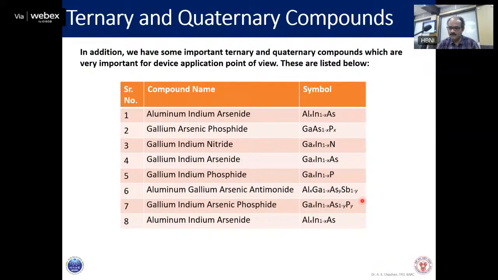With this I finish today's lecture. If you have any doubt or any question you need to ask, I'm ready to answer those. And in the next lecture, you will see the crystal growth, how these crystals are grown for these materials, different crystal growth methods, and thin film deposition methods.